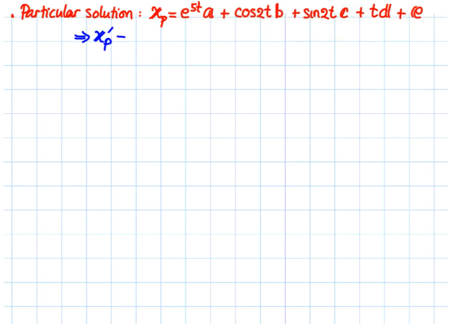Just take the derivative. The constant will stay at the end and doesn't do anything. e to the 5t becomes 5 e to the 5t. Negative 2 sine of 2t times the vector b, plus 2 cosine of t times vector c, and plus 1 times vector d, and the derivative of a constant 1 here is going to be 0, so we don't have anything there.